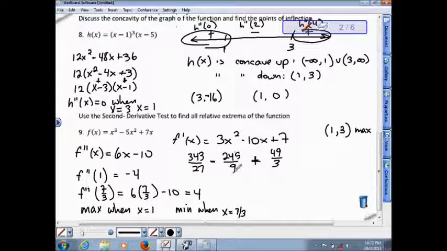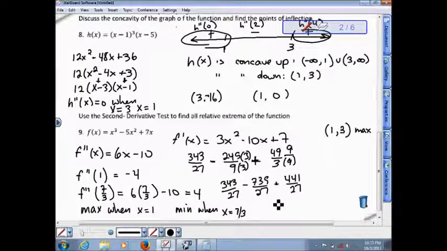So to combine all these, we got to get a common denominator. So multiply 9 by 3. So we're going to have 343/27 minus 735/27 plus 441/27. Okay. Let's see, 343. We're going to add the 441. So 343 plus 441, we get 784. Now 784 minus 735 is 49/27.